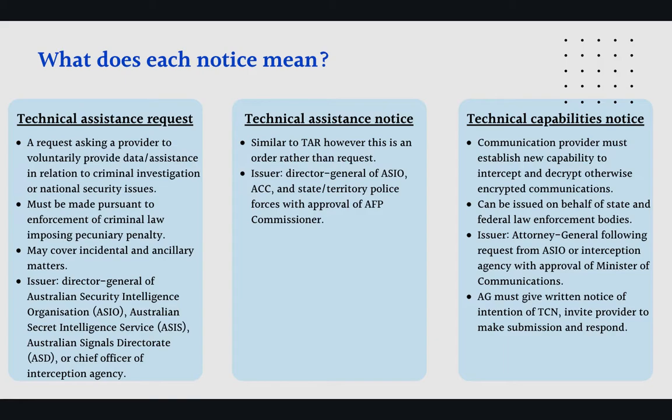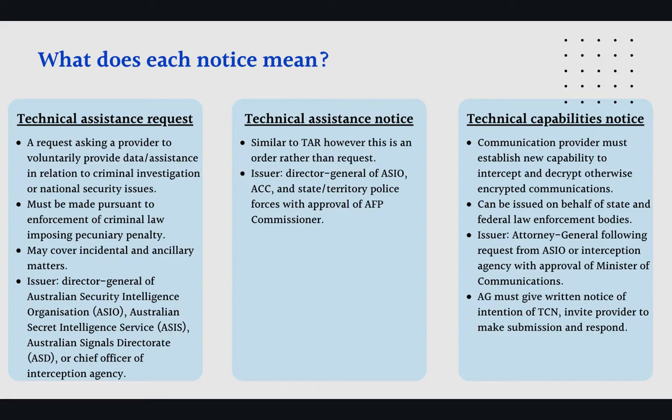A technical assistance request is a voluntary request with limited oversight. This can be issued by a Director General of ASIO, ASIS, ASD, or by the Chief Officer of an interception agency. A technical assistance notice is a compulsory notice for a designated communication provider to use an interception capability which they already have. This can be issued by the Director General of ASIO or by the Chief Officer of an interception agency.